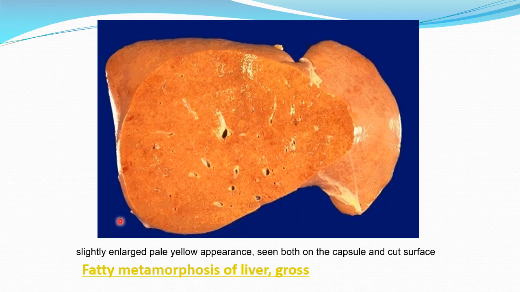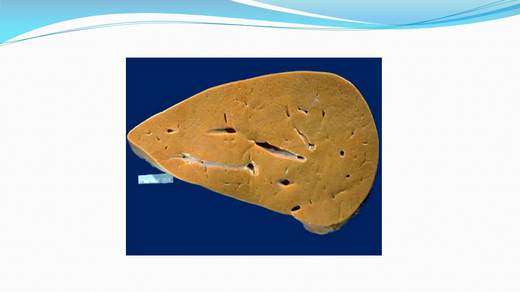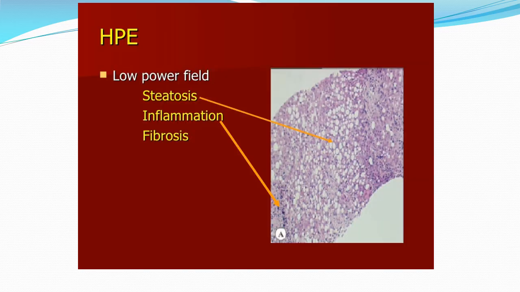So you can see here the outer surface and the cut surface of the liver. This capsule, this greasy, slightly enlarged liver, is pale yellow in appearance. This is also the gross liver. You will see it in our lab also. It is slightly pale yellow in appearance and greasy.